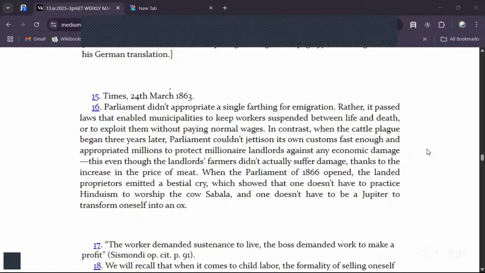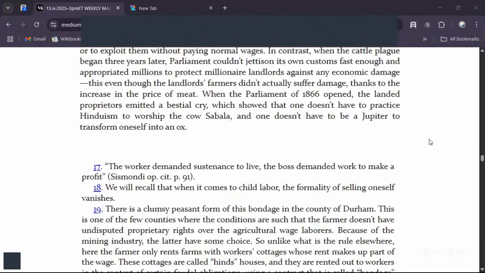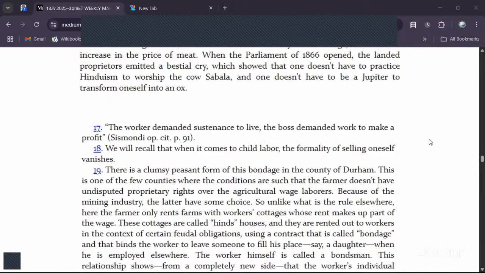When the Parliament of 1866 opened, the landed proprietors emitted a bestial cry, which showed that one doesn't have to practice Hinduism to worship the cow Sabala, and one doesn't have to be a Jupiter to transform oneself into an ox. 17. The worker demanded sustenance to live. The boss demanded work to make a profit. Sismondi. 18. We will recall that when it comes to child labor, the formality of selling oneself vanishes.